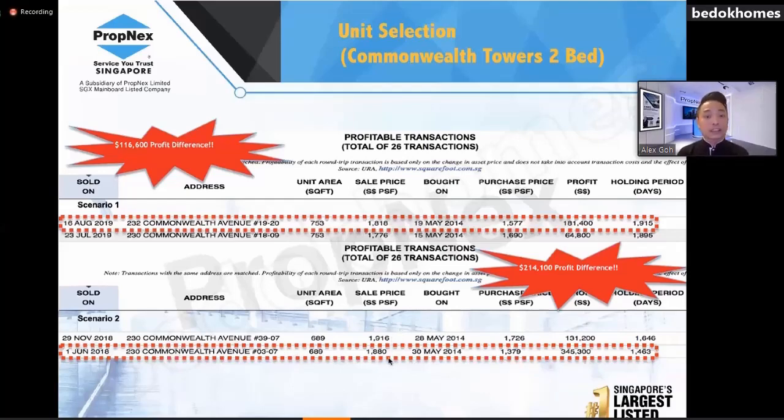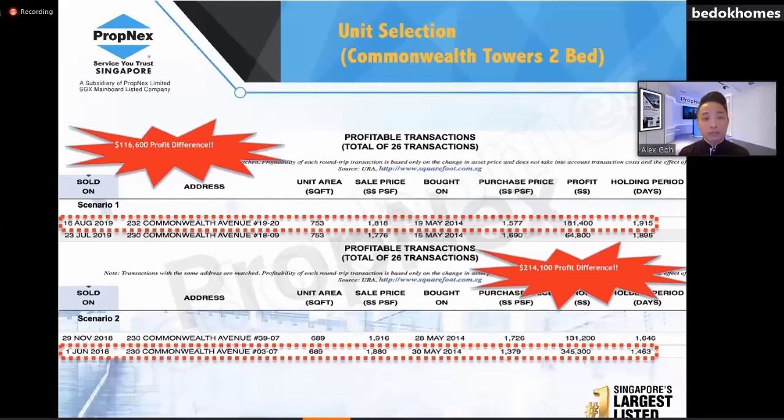The 39th floor sold $36 per square foot higher than the third floor unit. But now we look at the purchase price. Third floor, $1,379. 39th floor, $1,726 per square foot. A difference of $350 when they buy. Why? Because at the launch, the developer has to sell the whole stack together in one shot. If they don't stagger the price and have a difference in prices, who will buy the third floor? Nobody will buy the third floor, because everybody will want to go to the higher floor.